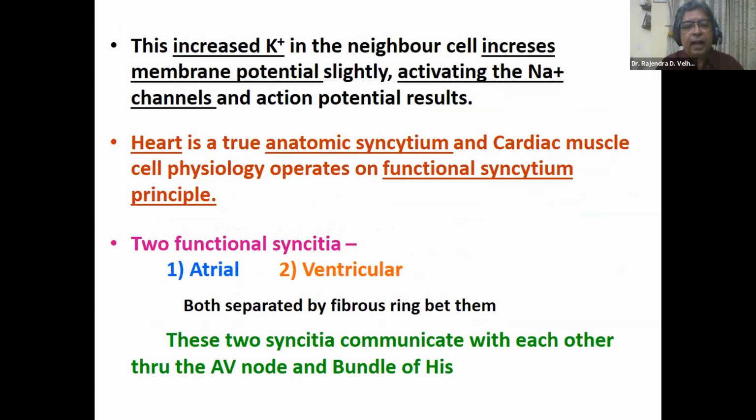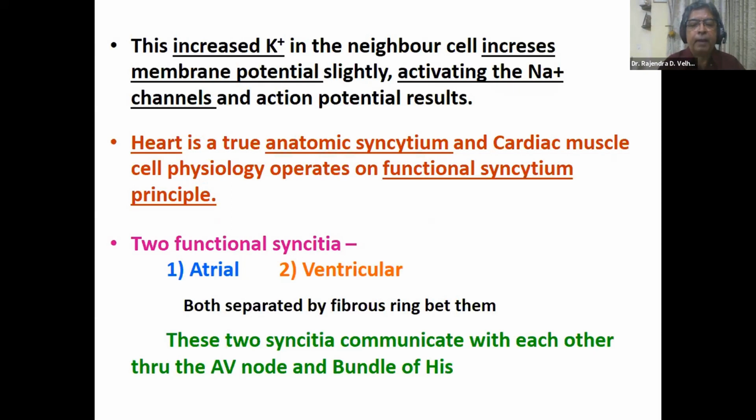Now, if you consider the heart, it is a true anatomic syncytium. Syncytium means network. And cardiac muscle cell physiology operates on the functional syncytium principle. That is, when one cell is stimulated, all cells will automatically get stimulated. So there are two functional syncytia: one is atrial and the other is ventricular.